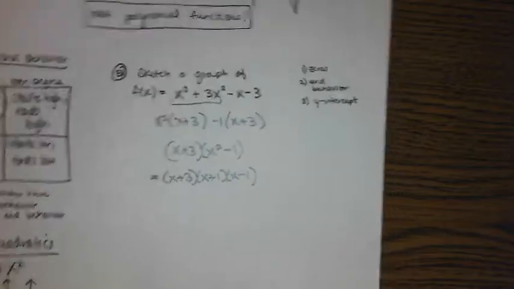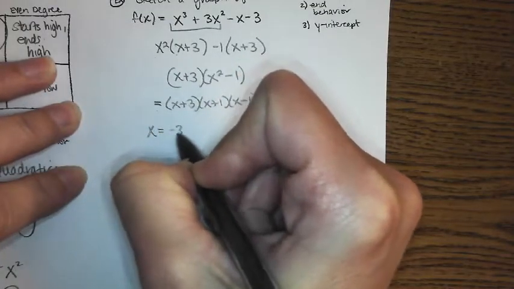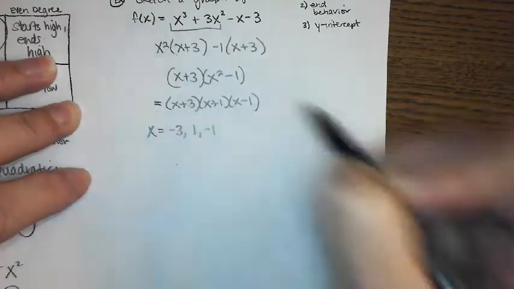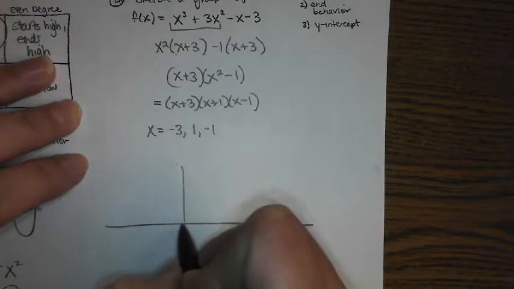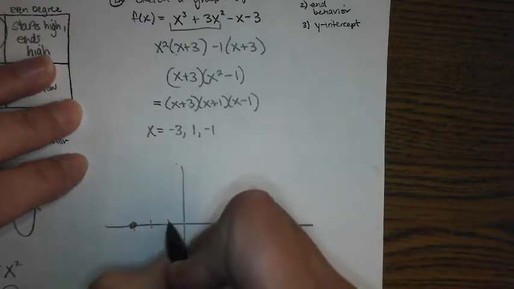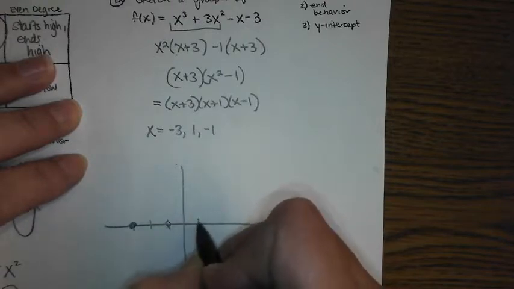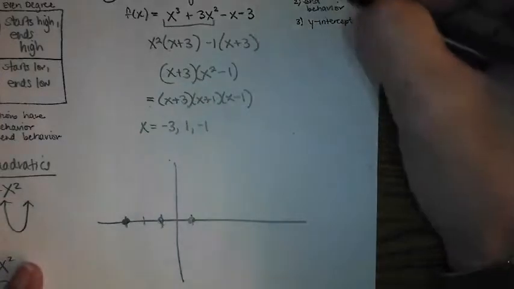So our roots are at negative 3, 1, and negative 1. And so that would begin my sketch. Negative 3, negative 1, and 1. Check.